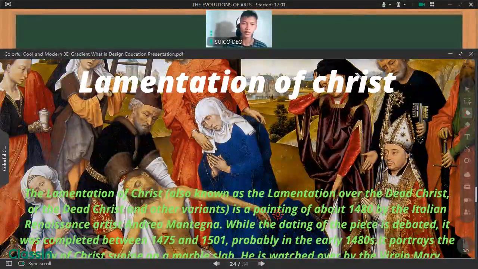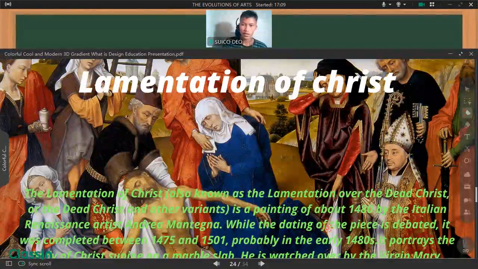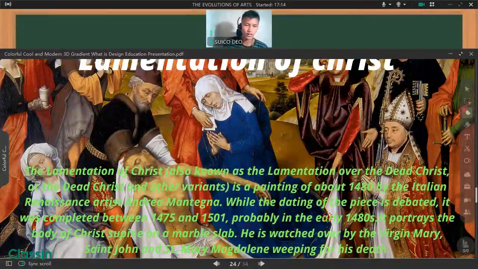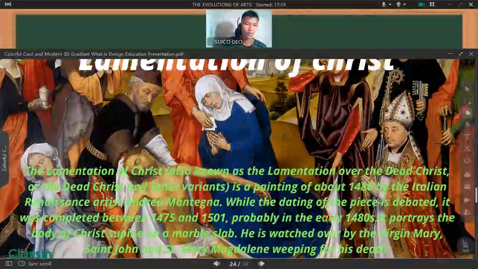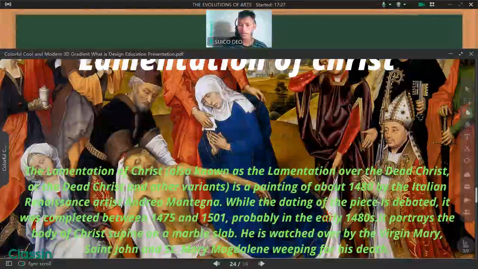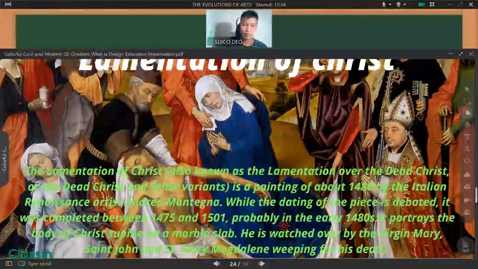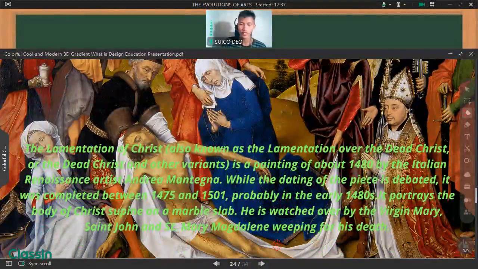Lamentation of Christ. The Lamentation of Christ, also known as the Lamentation over the Dead Christ or the Dead Christ and Mourners, is a painting of about 1480 by the Italian Renaissance artist Andrea Mantegna. While the dating of the piece is debated, it was completed between 1475 and 1501, probably in the early 1480s. It portrays the body of Christ on a marble slab. He is watched over by the Virgin Mary, Saint John, and Saint Mary Magdalene, weeping for his death.